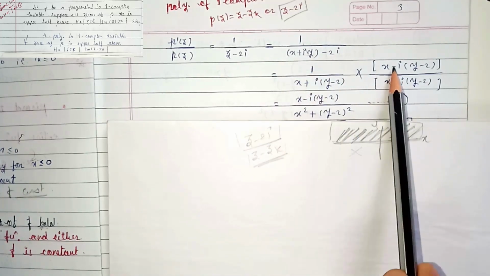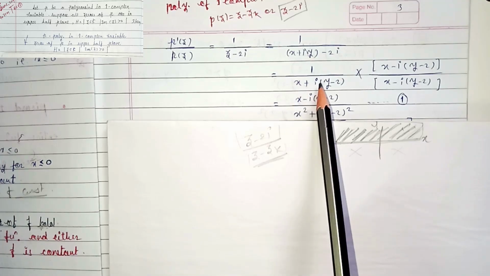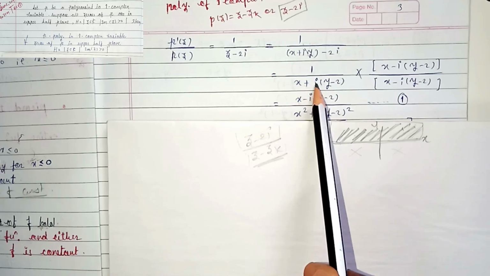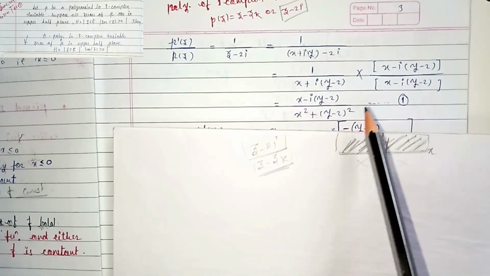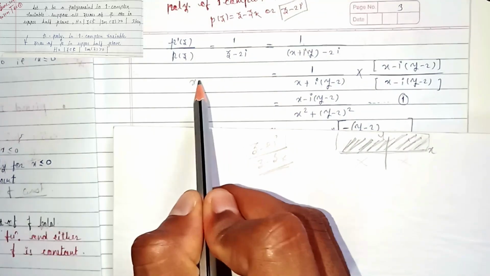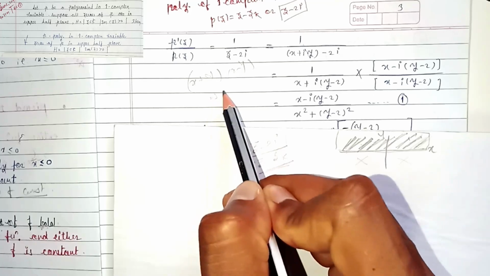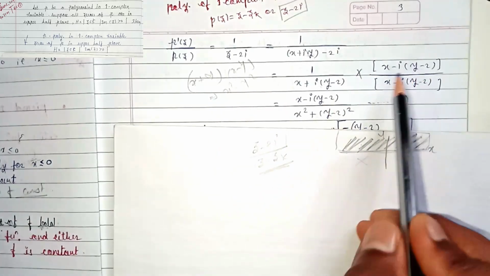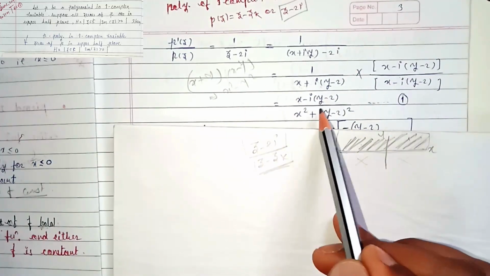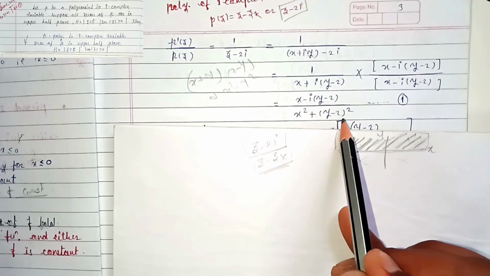So multiply numerator by numerator, x minus i into y minus 2. In the denominator, x plus iy into x minus iy means x square minus i square y square, so x square plus y square, because i square becomes minus 1 and minus becomes plus. You need to know this expansion: a plus b into a minus b is a square minus b square. So the denominator is x square plus y minus 2 bracket square.